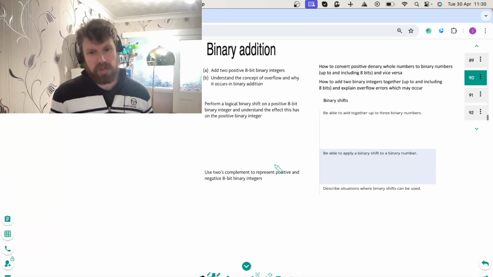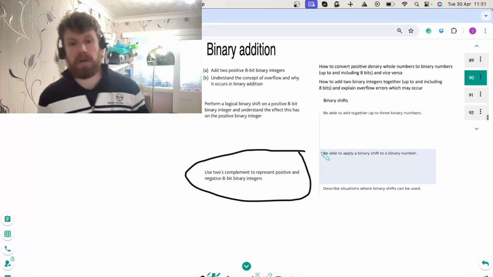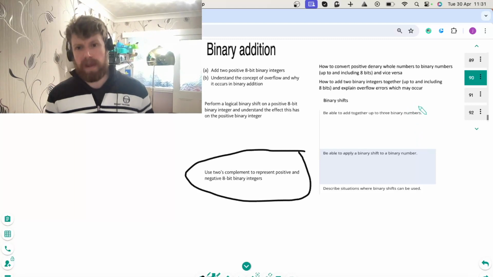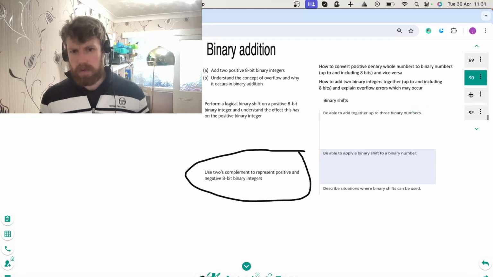So for Cambridge International, you've got to know how to convert between positive and negative numbers, so I'll add that in on that one. OCR is pretty much just converting between binary numbers and doing shifts, so that's absolutely fine. For AQA, I need to add in at the end of this how to add three binary numbers together, but we're just going to go through the basics to start with.